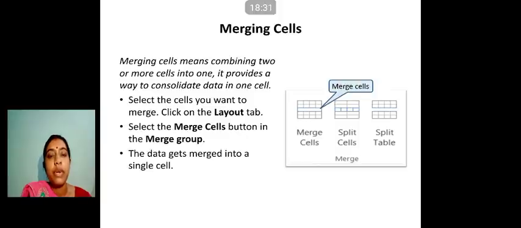Clear? So here, whatever cells you want to merge, those cells have to be selected first. Meaning minimum 2, because minimum 2 cells have to be selected to merge into one cell. Then after selecting, we have to go to the Layout tab. In the Layout tab, which group? Merge group. In the Merge group, the Merge Cells option will be there.